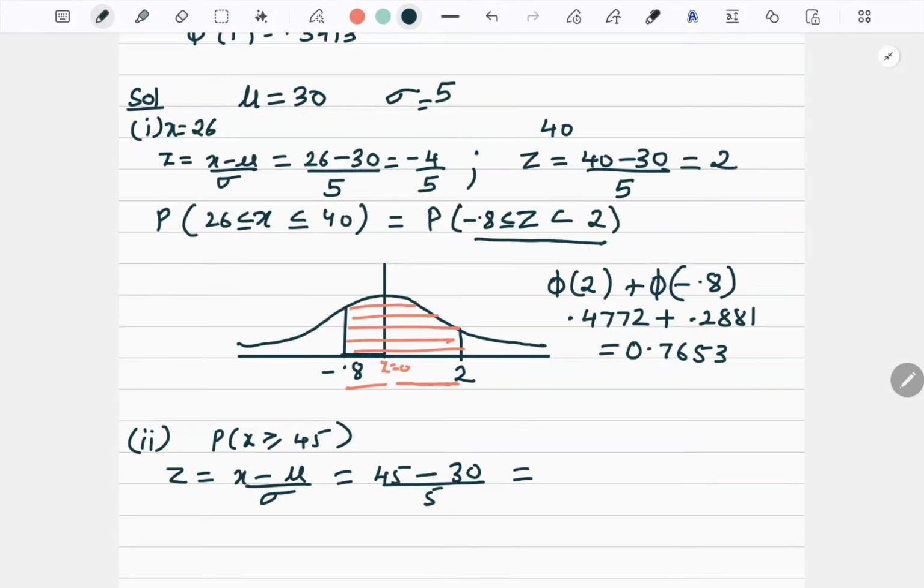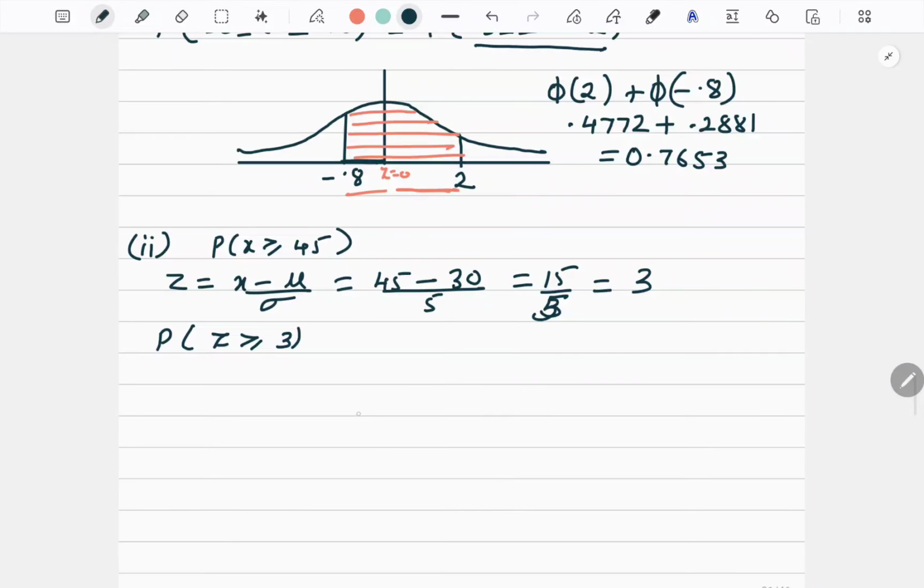So it is 15 by 5, that is equal to 3. Correct? So I got z is equal to 3. So basically you have to find out the probability for z is greater than or equal to 3. So again go to the normal curve. Okay. Now suppose this is 3.